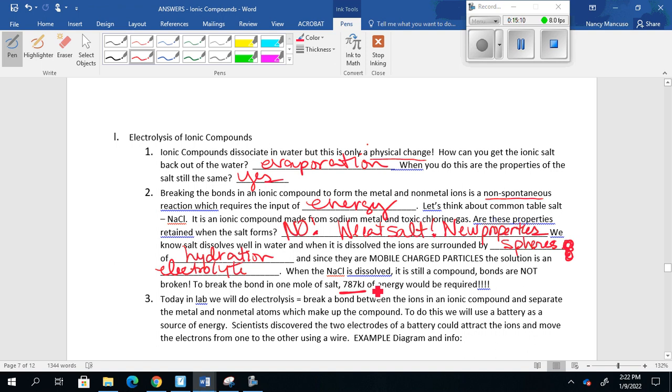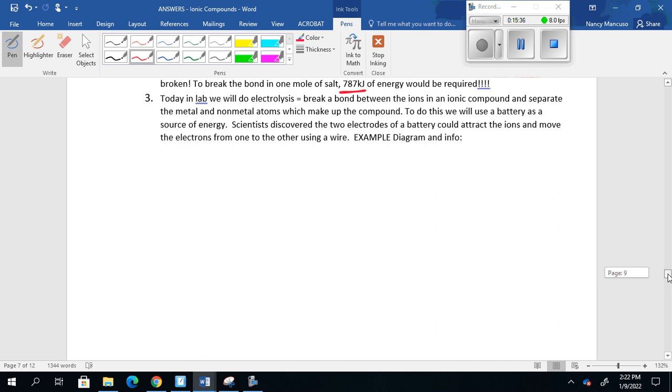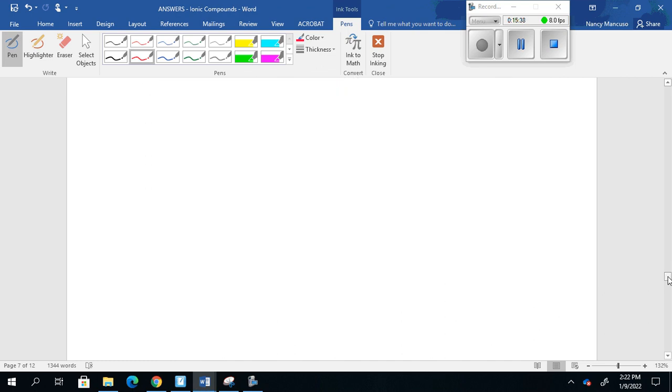So we are going to actually do this in lab today in our lab room. We're going to break a bond between the ions in an ionic compound, and we're going to separate the metal and the nonmetal atoms that make up the compound. To do this, we're going to use a battery as a source of energy. And scientists discovered the 2 electrodes that a battery has to attract the ions and move the electrons from one to the other using a wire. So we are going to do this together, and we're going to draw it out.